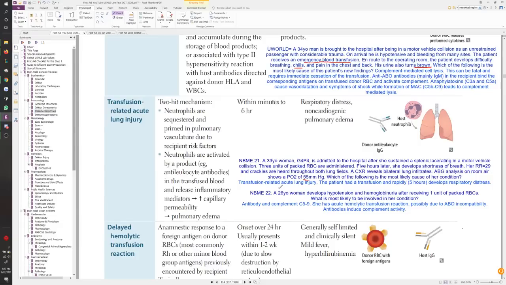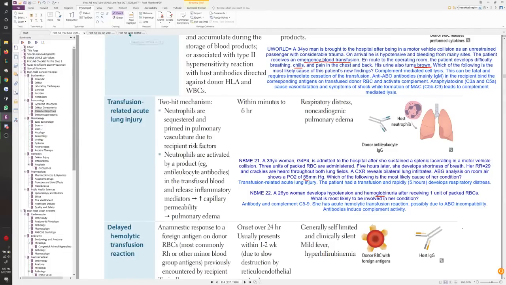Boom. This one here, a 26-year-old woman develops hypotension and hemoglobinuria after receiving 1 unit of packed red blood cells. They didn't give you a time frame, but she's receiving blood and now she has hemoglobinuria, which means there's hemolysis occurring. Right? What is most likely to be involved in her condition? Well, of all the answer choices they had there, it had to be antibody and complement, which is again acute hemolytic transfusion reaction. Right? Because something hemolytic is happening.